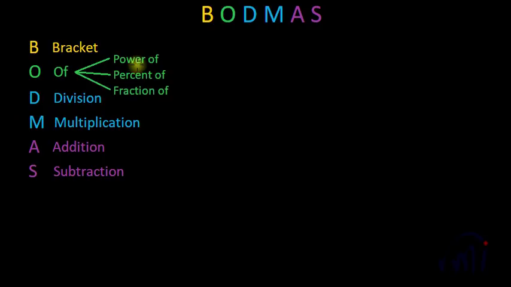Of can be power of, like 2 to the power of 2 or 4 to the power of 2, and it can be percentage of or percent of. Say if you want to find 25% of 1000, so it will be 25 by 100 multiplied by 1000. These two zeros will cancel these two zeros of 1000 and this will be 250. So you can say 25% of 1000 is 250.